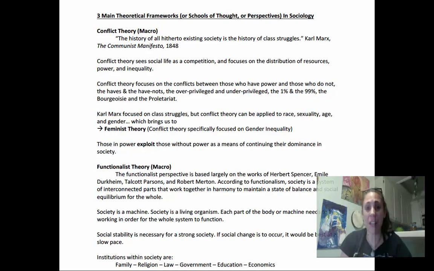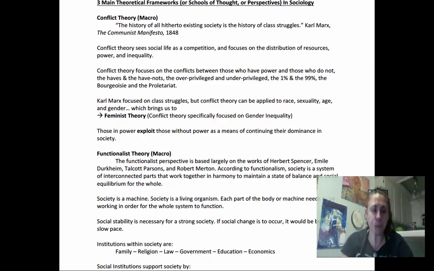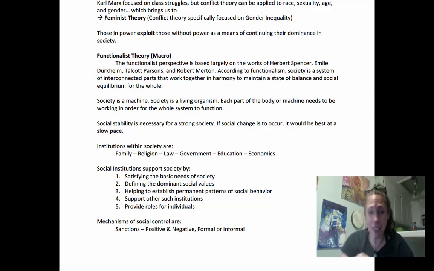Feminist theory also comes out of conflict theory. Feminist theory is going to be looking specifically at how gender and sex are variables that are used to oppress; women have been oppressed throughout history. Okay, and we'll go more into detail about these within the chapter. This is a quick lecture intro.